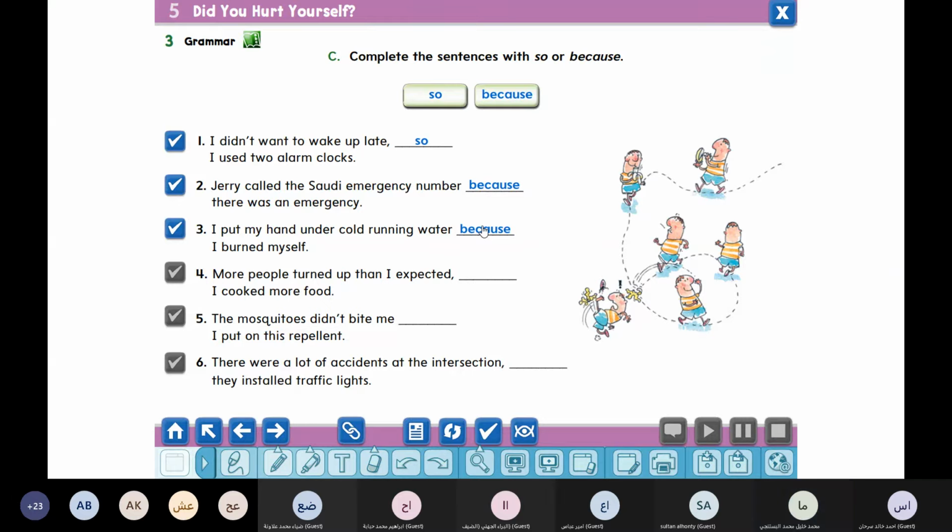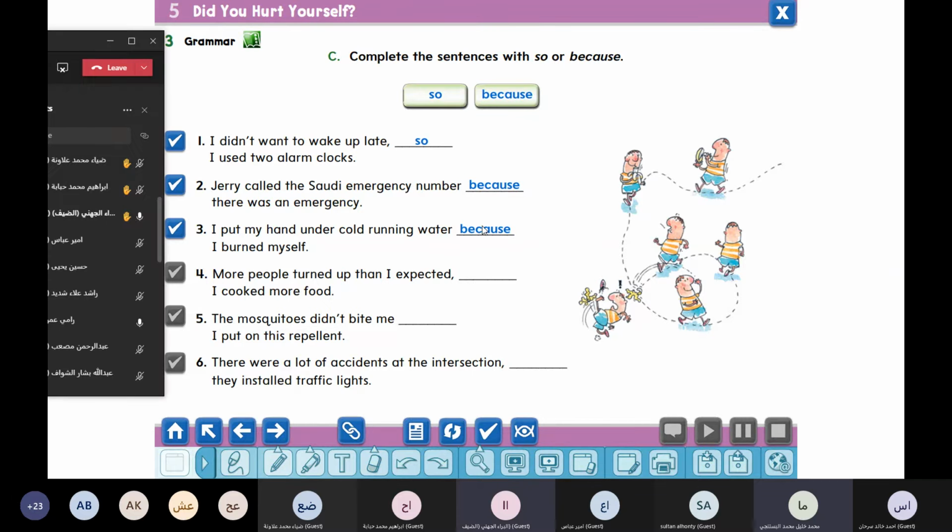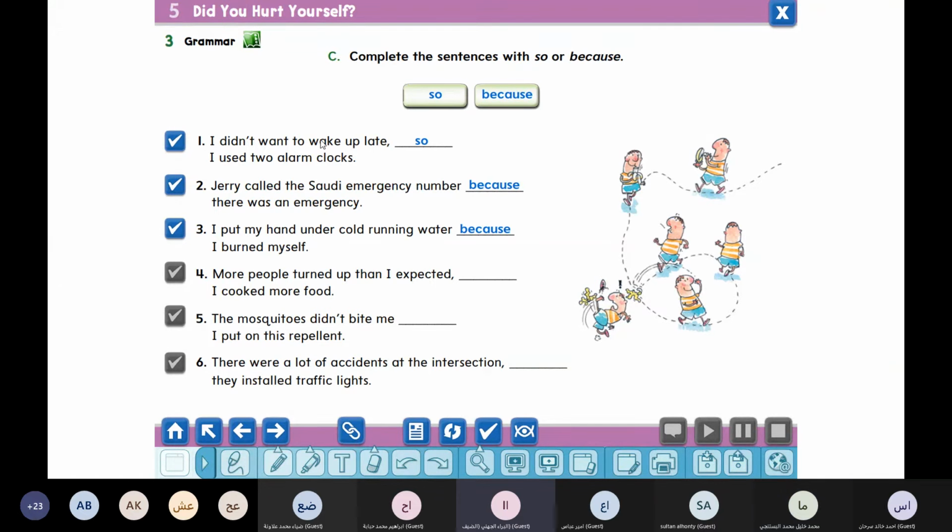Number 4. Can I answer, teacher? Yalla. More people turned up than I expected, so I cooked more food. Good. Number 5. Ahmed. The mosquitoes didn't bite me because I had put on the repellent. Good. The mosquitoes didn't bite me. Why? Because I put on the repellent.